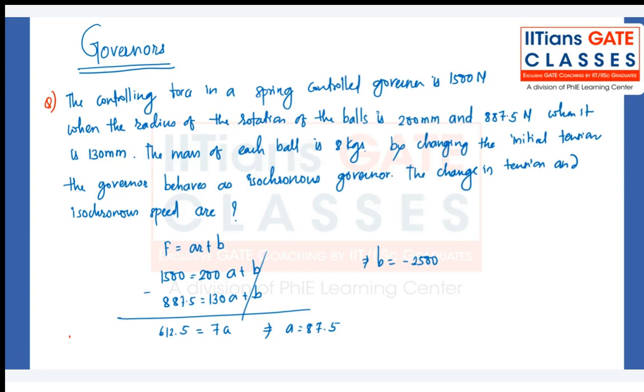Okay, let me check it once again. Not 7A, 70A, sorry. Let me correct this. So it will be 8.75. Okay, and then B will be, yeah, minus 250 Newton. Okay, please do this correction.